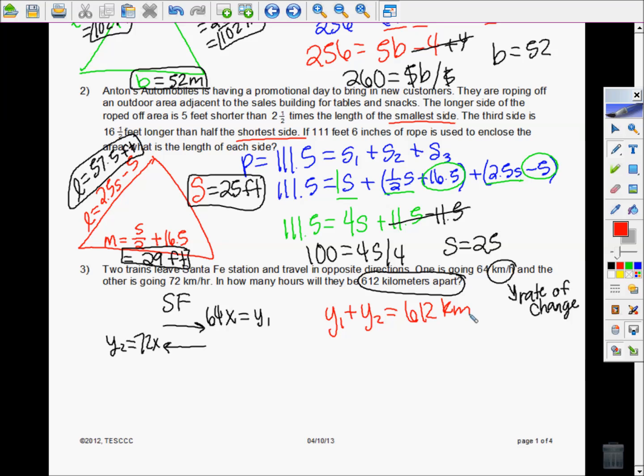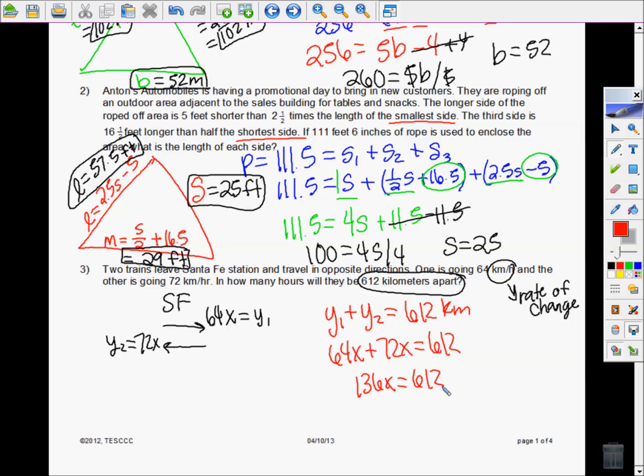So 64x plus 72x equals 612. So 136x equals 612. Does it not say 612? Yes. 136x equals 612. So how many hours would it take for these two trains to be that amount apart?